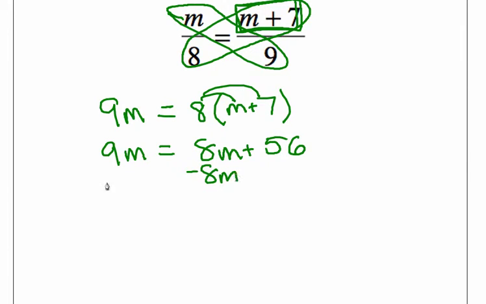We're going to put all of the variables together on the left-hand side. 9m minus 8m is 1m. The 8m's on the right-hand side cancel, so m equals 56.